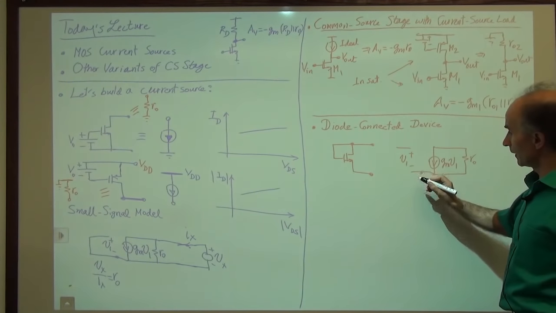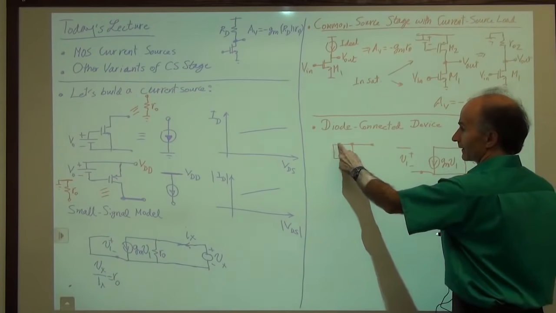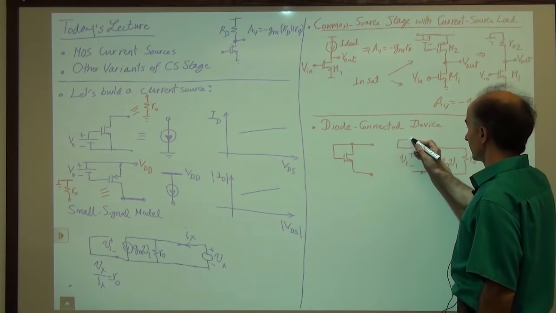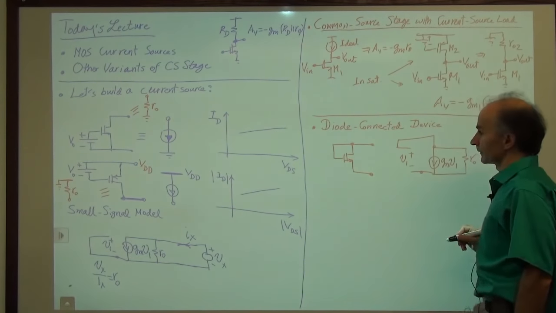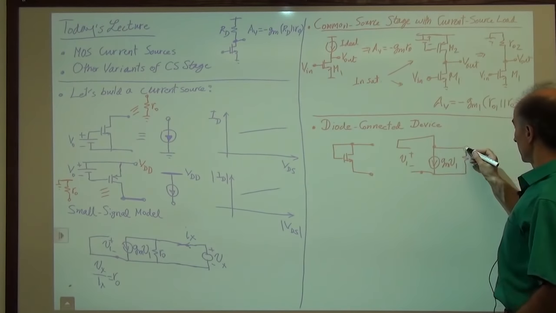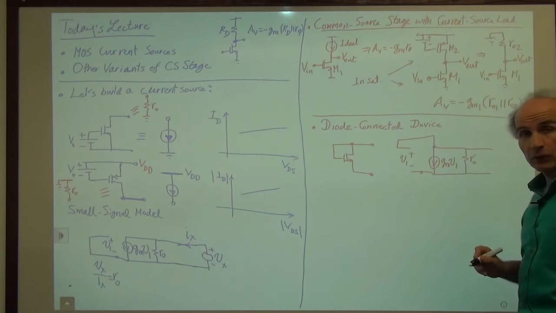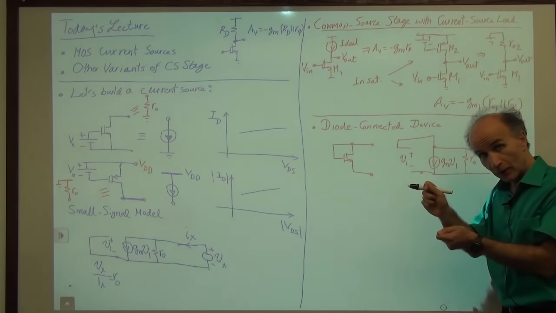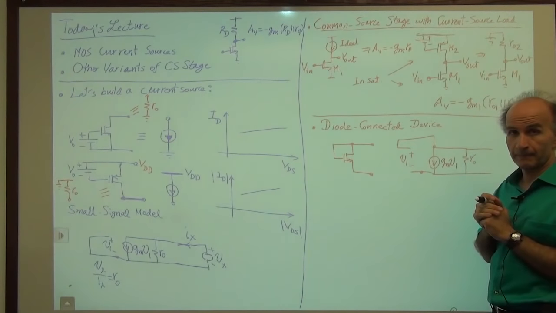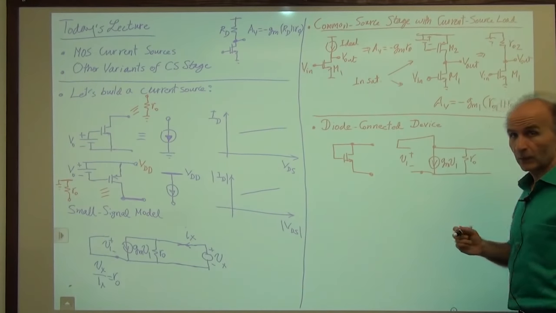And what we observe is that the gate and the drain are shorted. Two wires are sticking out, these two wires, and we would like to find the impedance between these two wires or these nodes. So we follow the procedure.